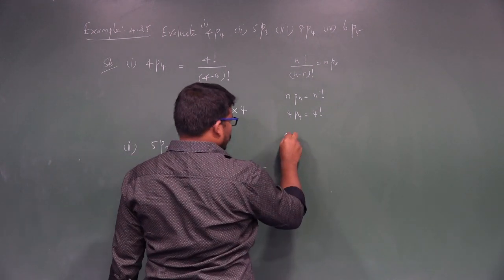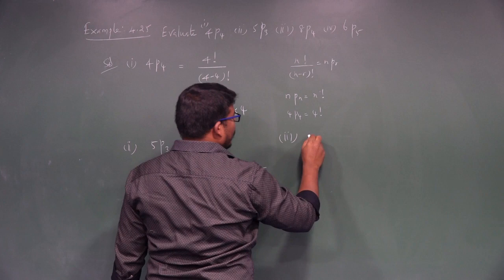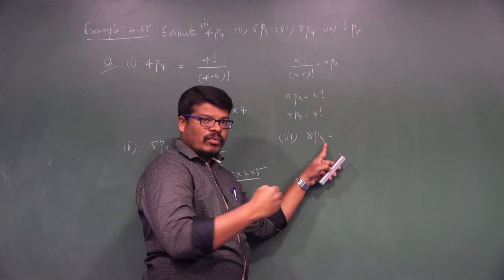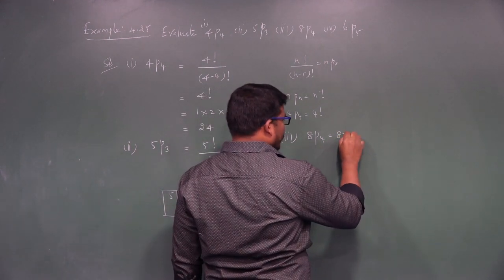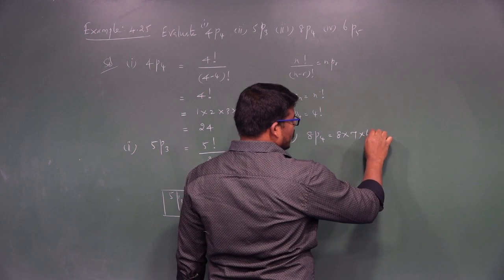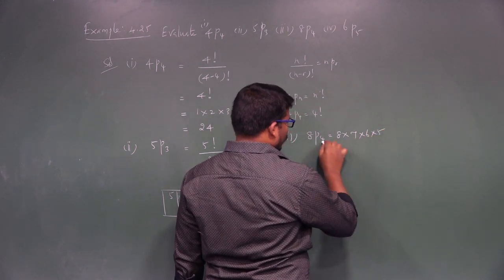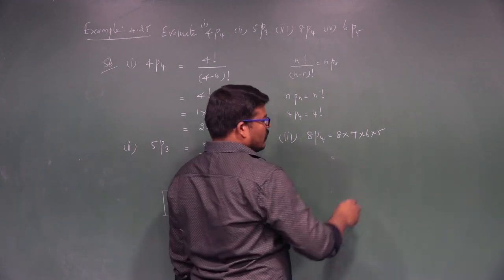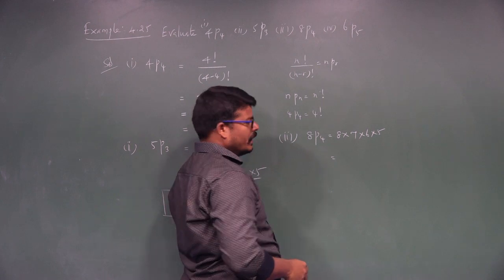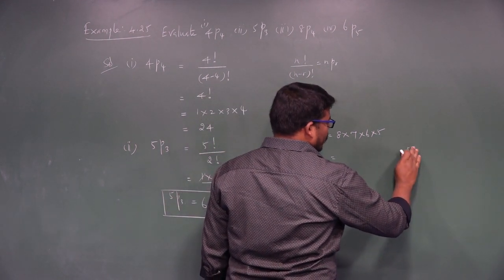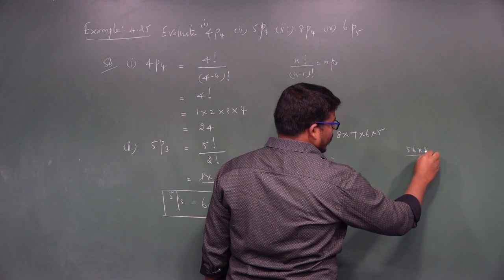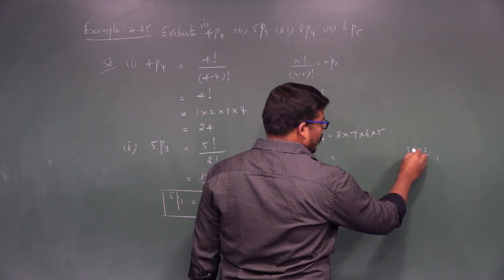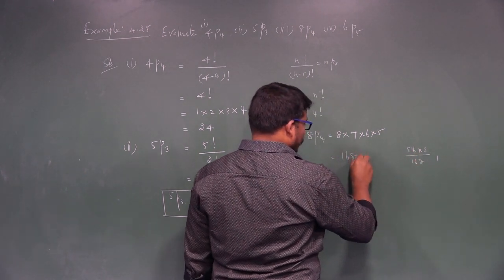Third problem. The third one, 8P4. 8P4 is reduced 4 times: 8 into 7 into 6 into 5, that is 4 times. 8 7s are 56. 56 into 30. 56 into 3: 6 3s are 18, remaining 1. 5 3s are 15. So the answer is 1680.